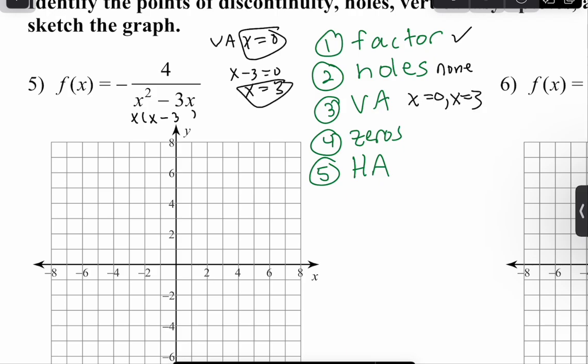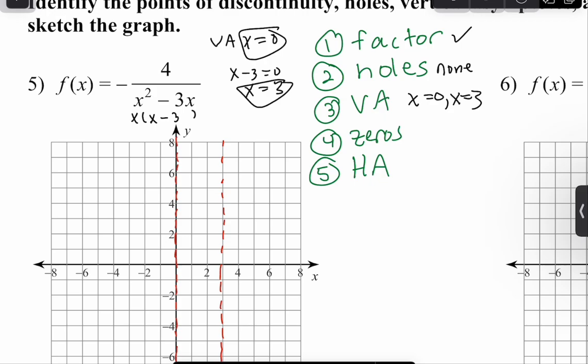So go on to your graph paper. Stop what we're doing. Let's put that information that we have just found on to our graph paper. We have a vertical asymptote at 0. We have a vertical asymptote at 3. Vertical asymptotes you cannot cross over.